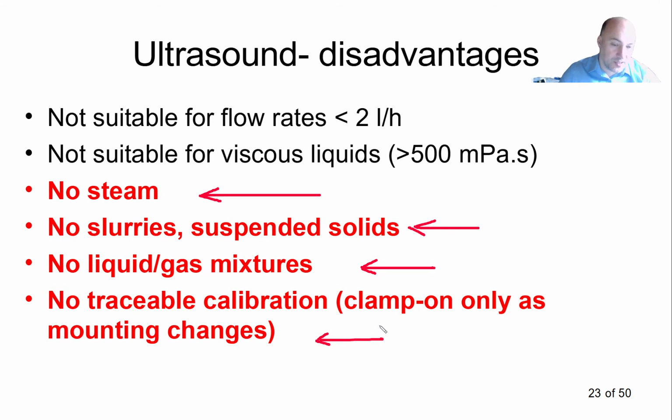That's because for the clamp-on system, the accuracy will depend also on how it is mounted. So we cannot relate the calibration of this device to some calibrated flow meter, for example.